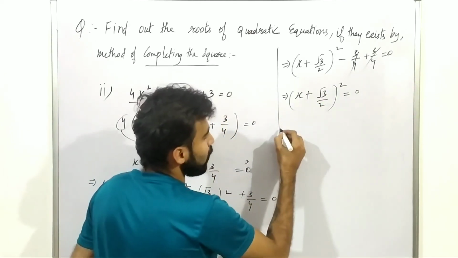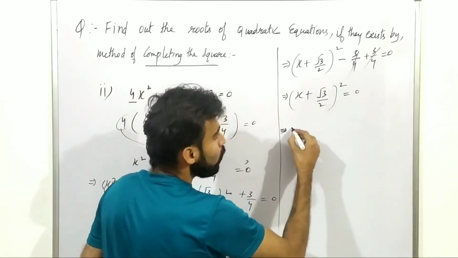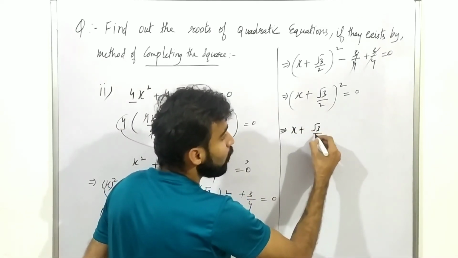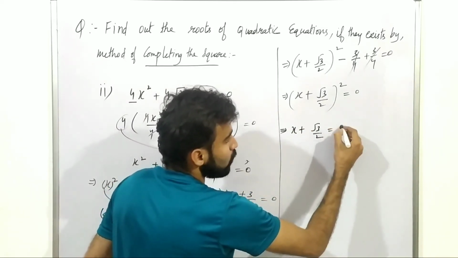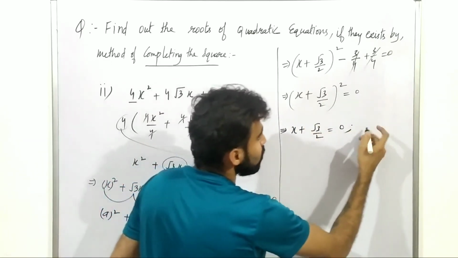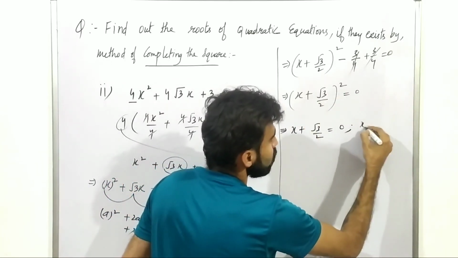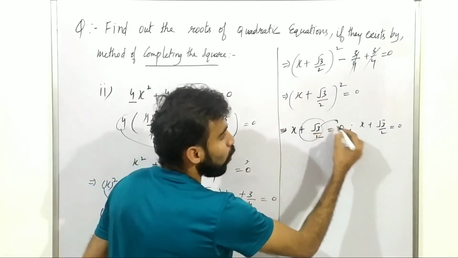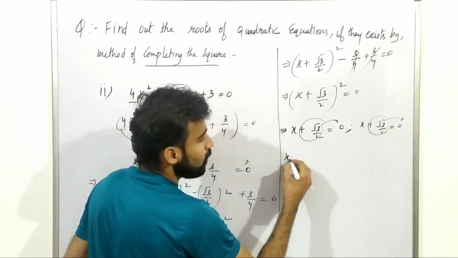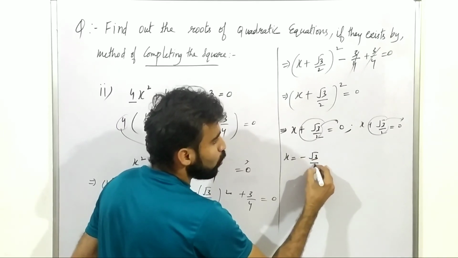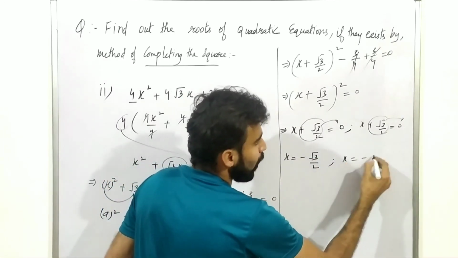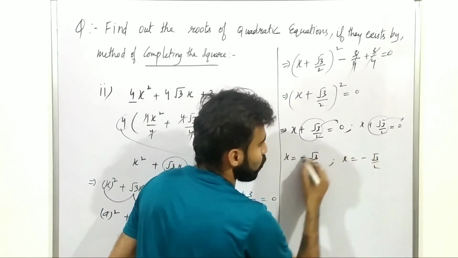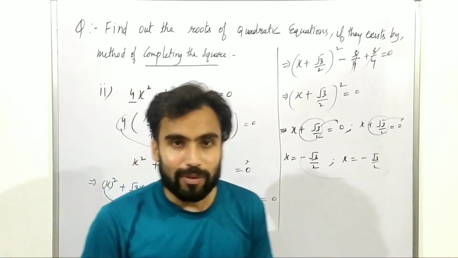Now you can see a plus b whole square equal to 0. The next step is, you can see the right hand side is 0, so there are going to be similar roots as the right hand side is 0. So if I place it twice, that means a plus b whole square. Now transfer both the terms over to the right hand side. That will bring you two roots, that is x equal to minus root 3 by 2 and x equal to minus root 3 by 2. So these are the two roots that we were looking for.